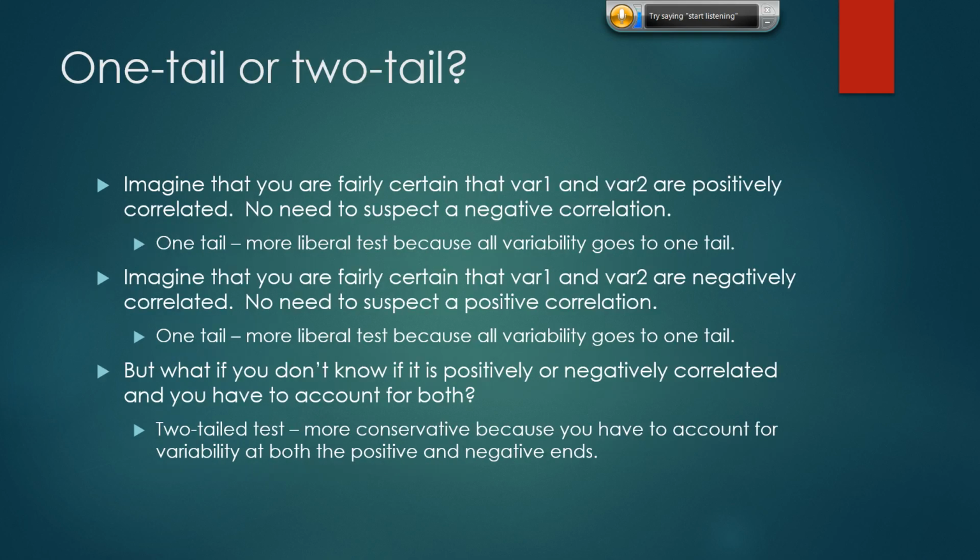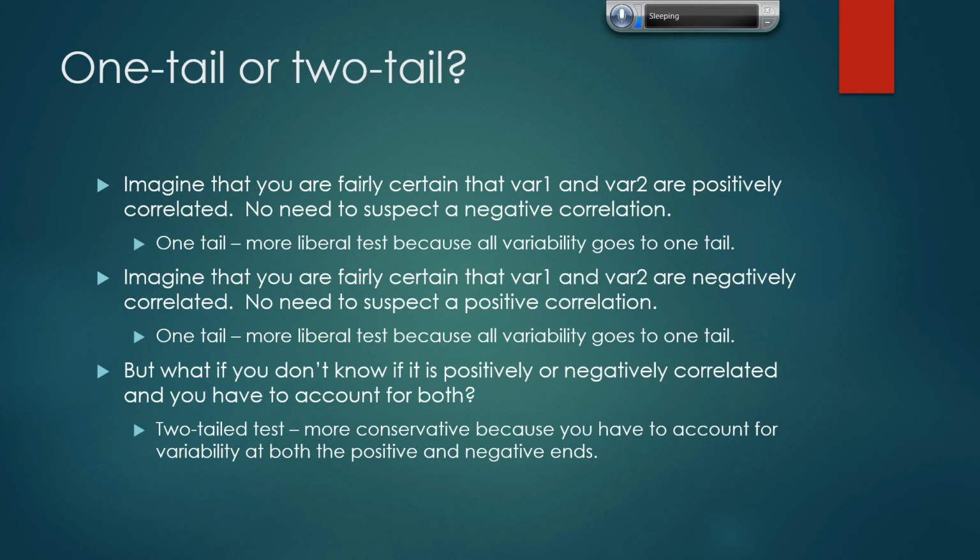One-tail or a two-tail test? Well, this gets down to the actual test itself. Whether or not we run a one-tail or a two-tail test is determined by what we are looking for. If we're fairly certain that variable 1 and variable 2 are positively correlated, and we really don't think there's any chance of a negative correlation, then we can run a one-tail test because we're only looking at the positive direction.